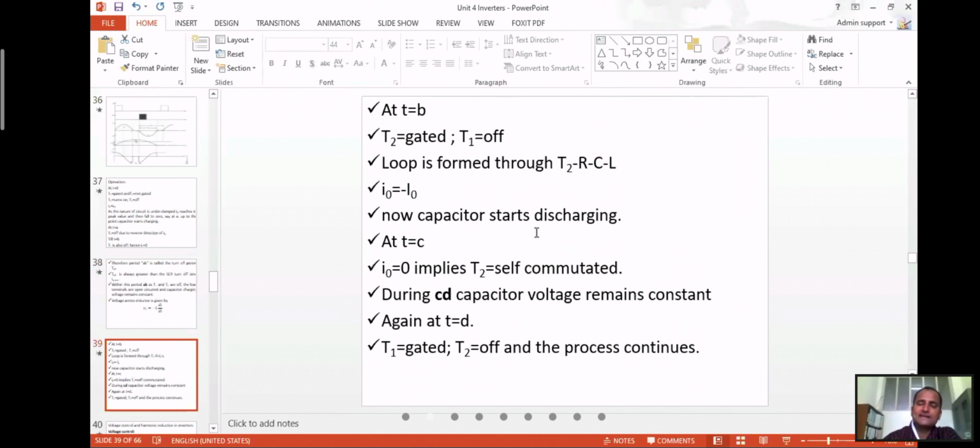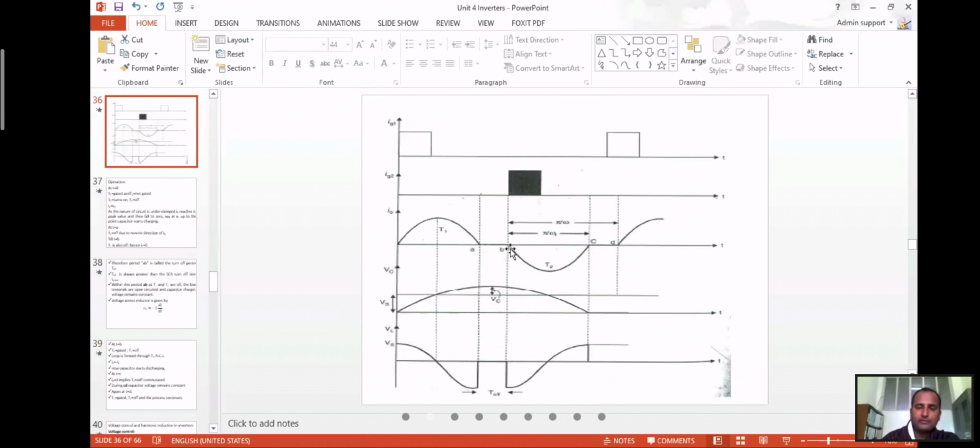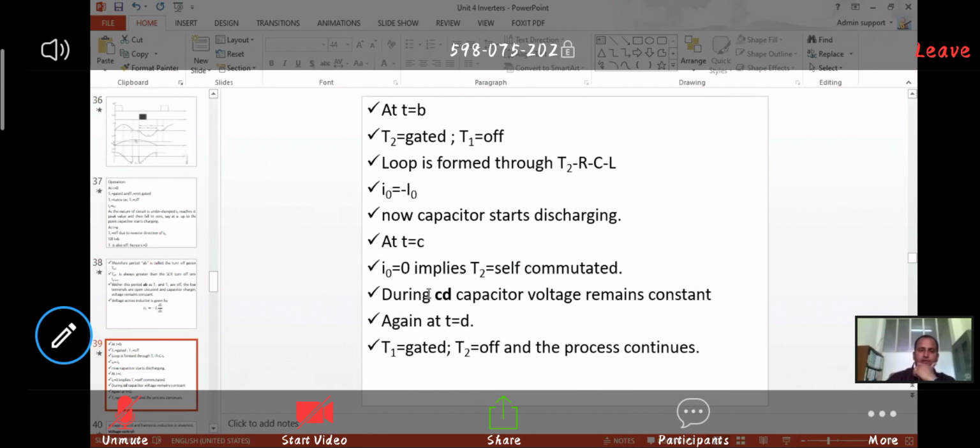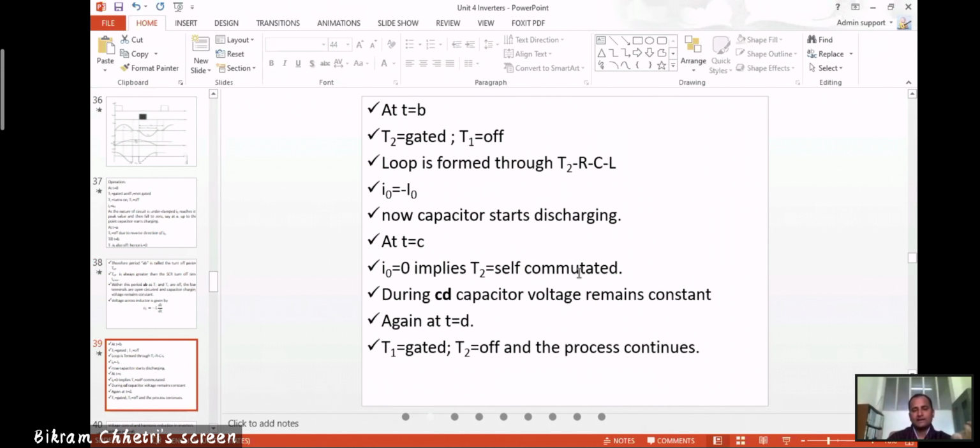Now the capacitor will start discharging at the point t equals to C. At this point it reaches the maximum negative current, then falls back to 0 at C. At t equals to C, I naught is equal to 0. Again during C and D, the current will be equal to 0, similar to A and B. This implies T2 is self-commutated, so T2 is off in this period. During C and D, the capacitor voltage remains constant.